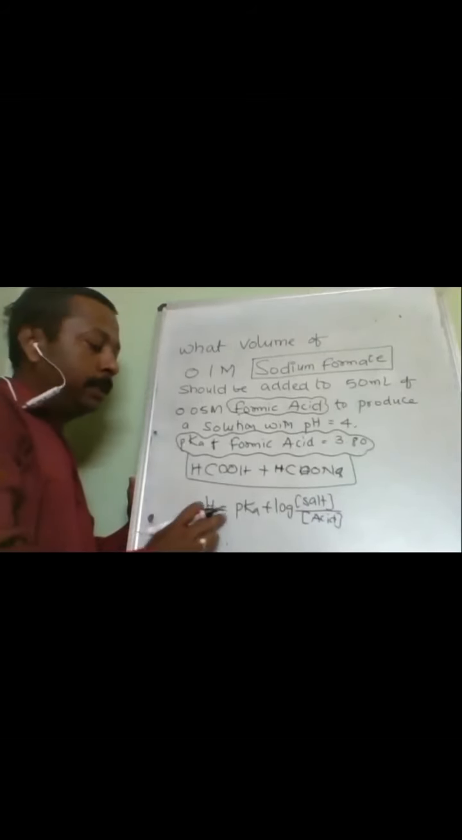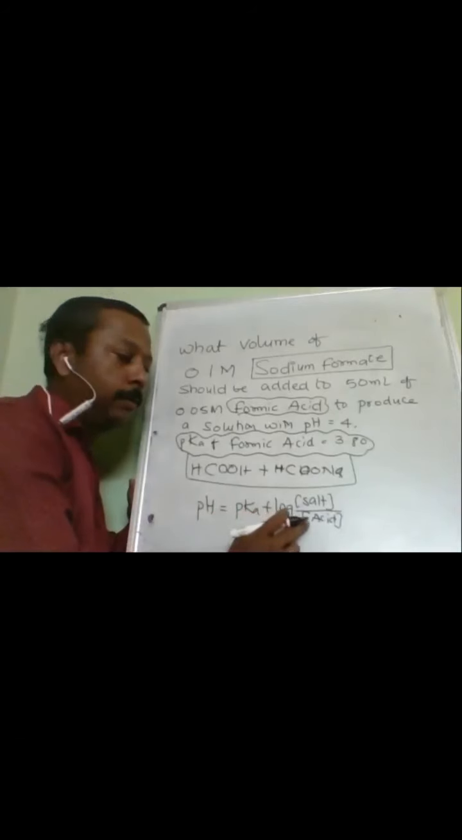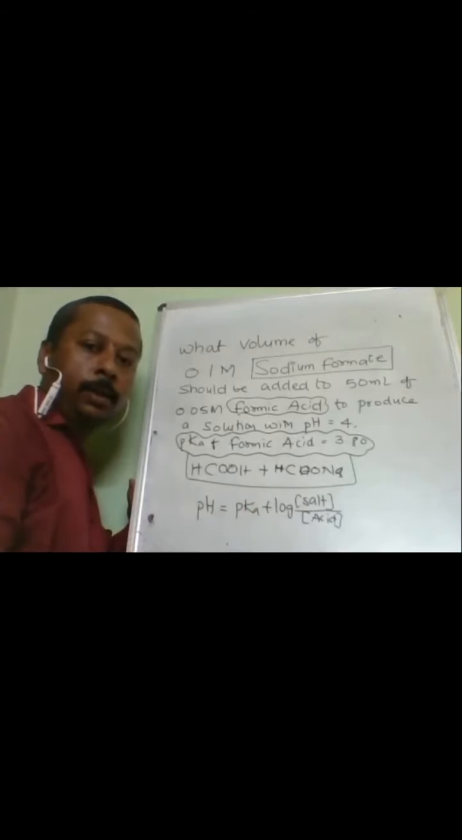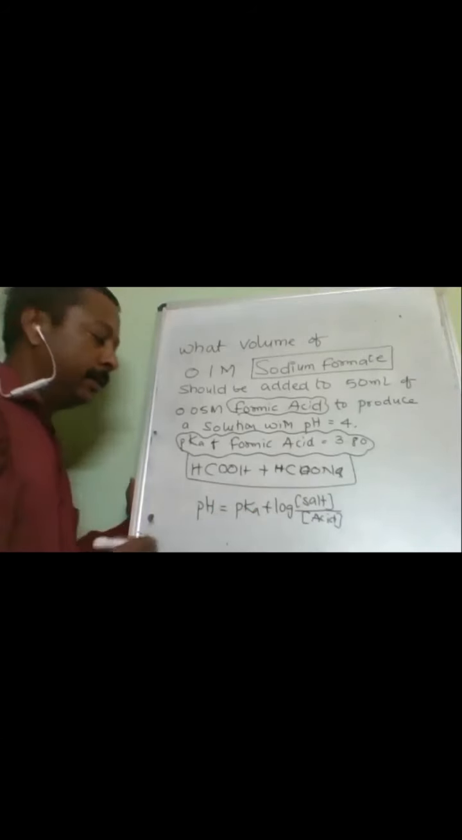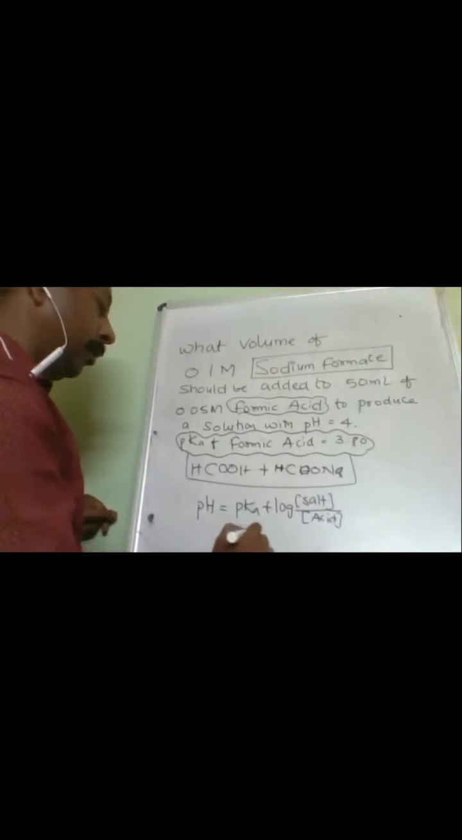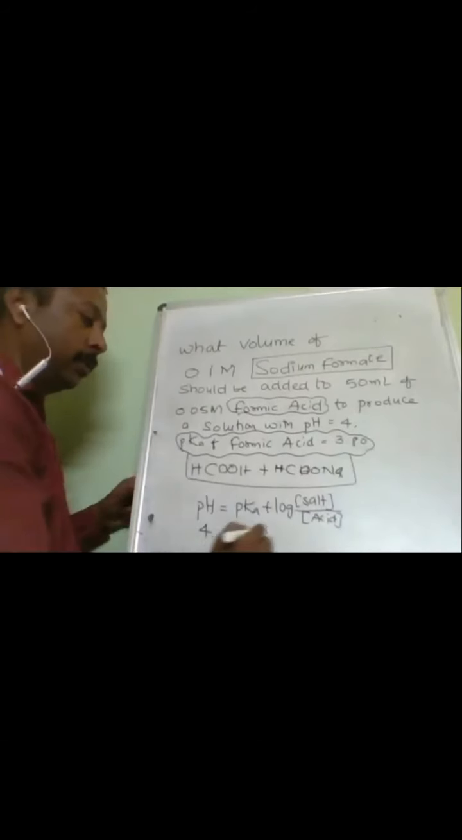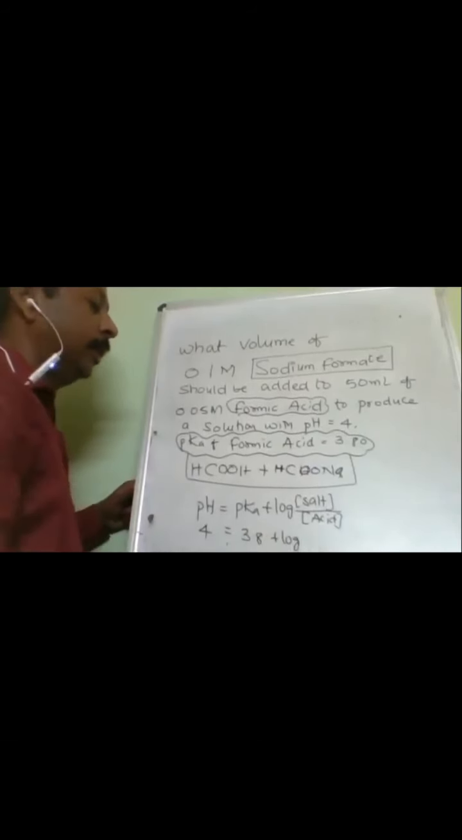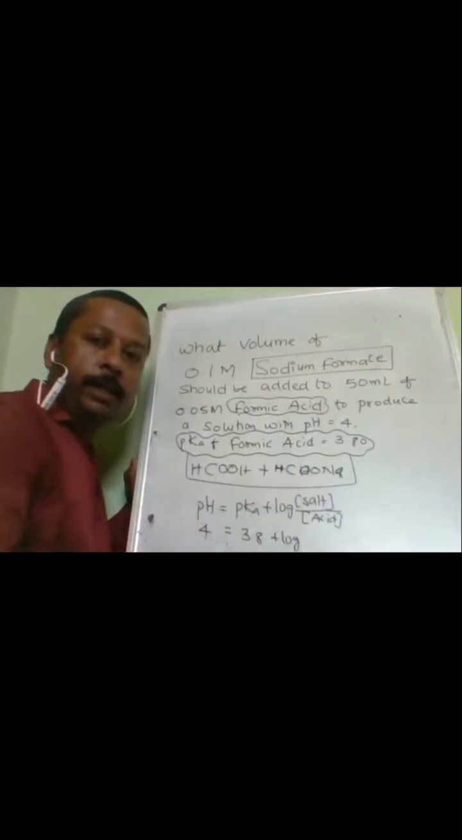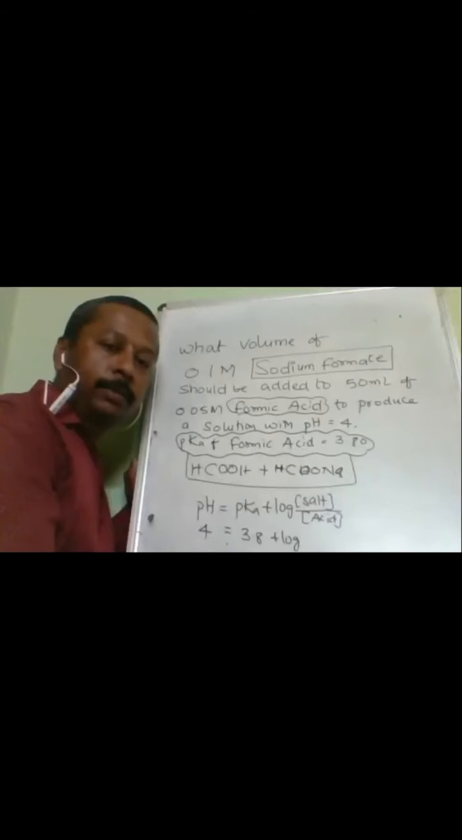So pH is equal to pKa plus log of salt upon acid. Log of salt upon acid. Now pKa is already given as 3.8. pH is already given as 4. Plus log of, here normally we write it as a concentration, but frankly speaking it is not a concentration, it is only moles. Why?